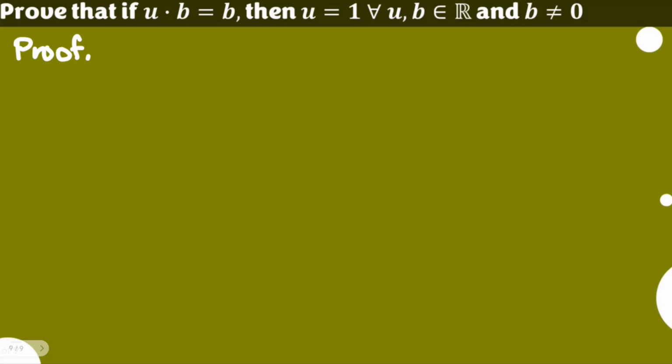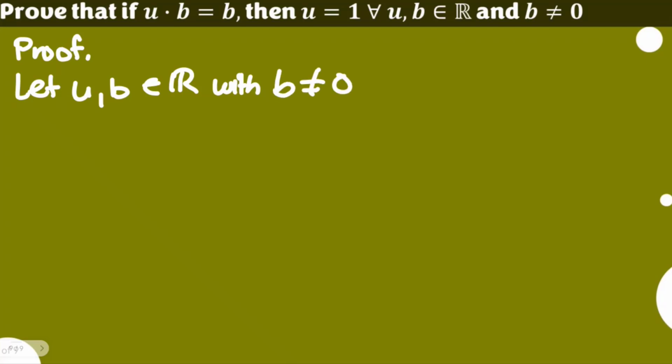So we are going to assume, of course, let u and b be elements of real numbers with b not equal to 0 as part of the statement. And with that, since we have assumed that u and b are both real numbers, we can use the algebraic properties of R. So we are going to start with the left-hand side, u is equal to, and later on hopefully will yield 1. Take note that we have a hypothesized equivalence here. That will be part of our proof later.